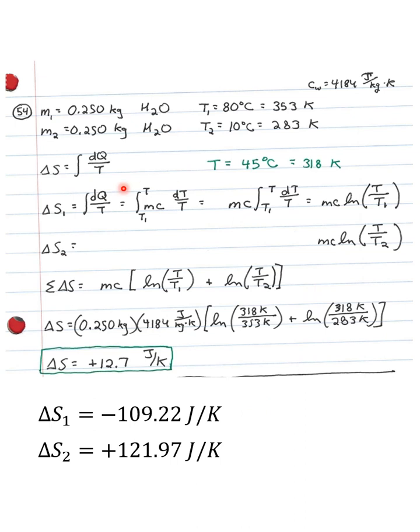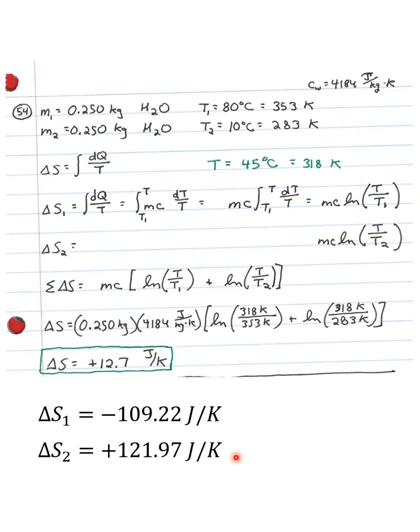Let's do the same for the cool water, delta S2. And so we take the integral. It's exactly these same steps. The only difference is the lower limit of integration is T sub 2, the initial temperature of the cold water. So we get mc natural log of T over T2. And let's go to the very bottom of the screen. When you plug in those values, you should get 121.97 joules per Kelvin.